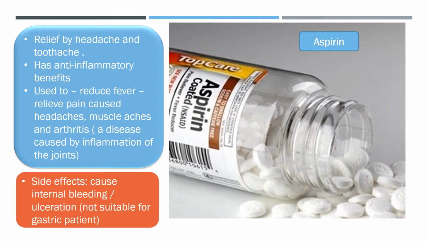But the side effect of aspirin is it can cause internal bleeding, it can irritate the inner wall of our stomach, it also may cause ulceration, so it is not suitable for gastric patients and also not suitable for the children below 12 years old.